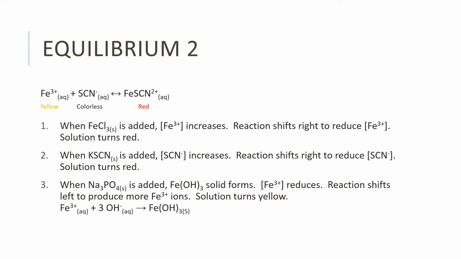When sodium phosphate is added, iron 3 hydroxide solid forms. The concentration of iron 3 decreases. The reaction will shift to the left to produce more Fe3+, which in turn turns the solution yellow.